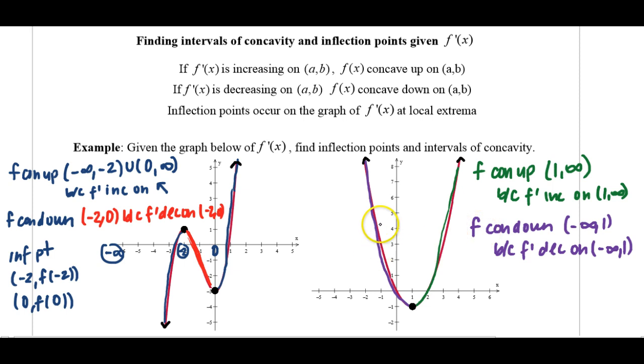So there was a change from concave down to concave up that occurred at the x value 1, meaning my inflection point is at 1, f of 1. A lot of people want to say the inflection point is at 1, negative 1. But remember, this is the graph of f prime of x. f of 1 is not the same as f prime of 1. So I would just have to write it generically as 1, f of 1.